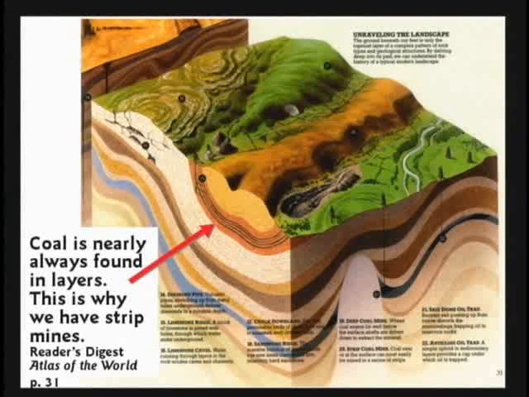Coal is almost always found in layers, best explained as being a sedimentary deposit put down during the time of the flood in the days of Noah.